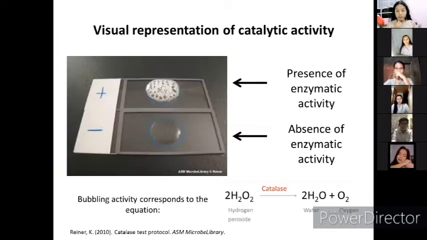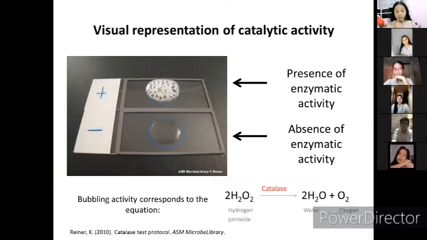For the visual representation of catalytic activity, these representations will give everyone some information on what we have observed during the experimentation. If there's a bubble, that means there's the presence of enzymatic activity. The other one that does not have bubbles shows the absence of enzymatic activity.